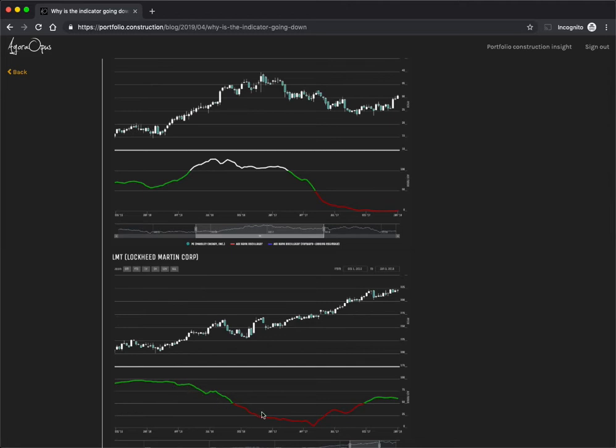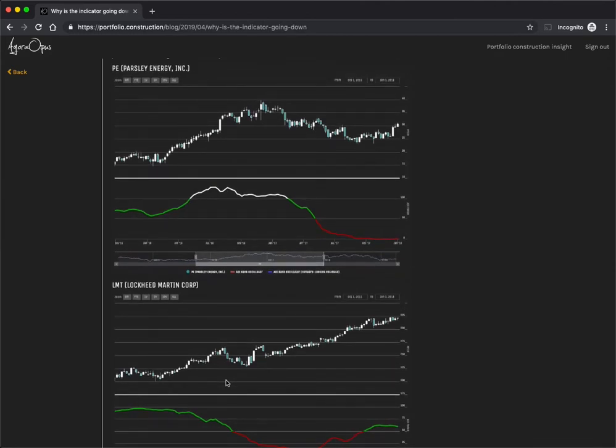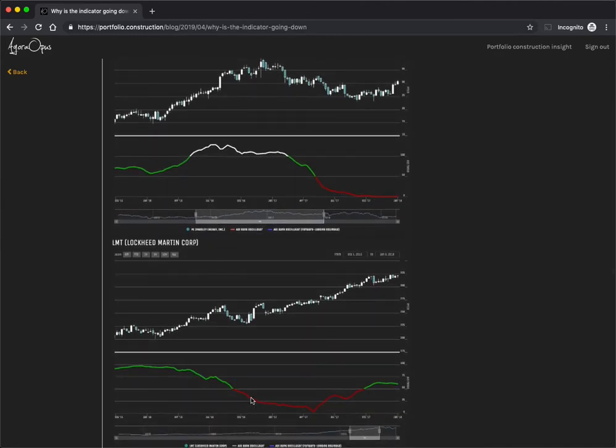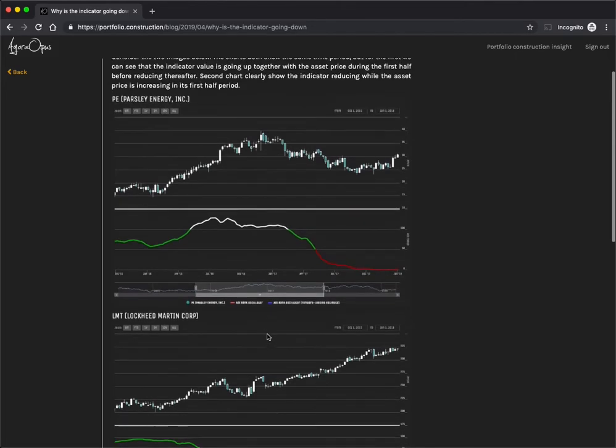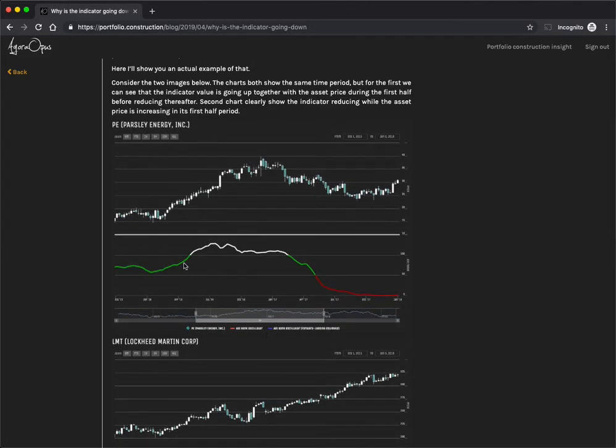So keep this in mind: sometimes the indicator will go down even though the price is going up, and the reason for that is simply that there are better opportunities out there. Whenever you see the indicator going down even though the price of the asset is going up, you should think, well, okay, maybe I should look around for other opportunities, because that's what this is indicating.